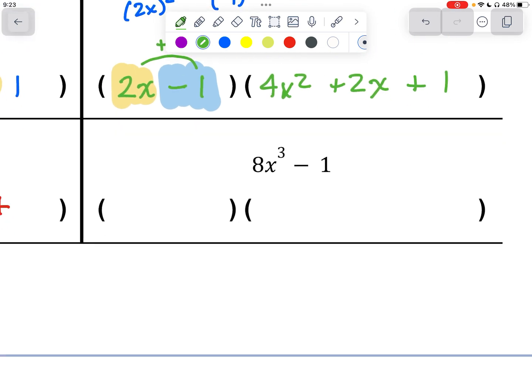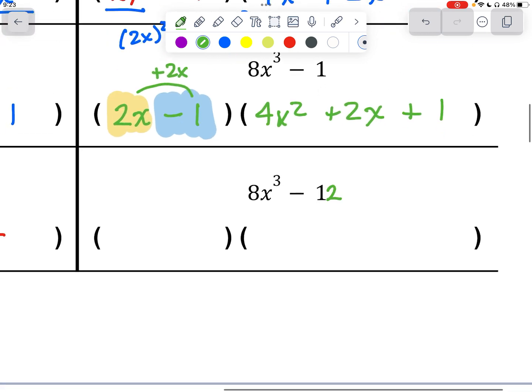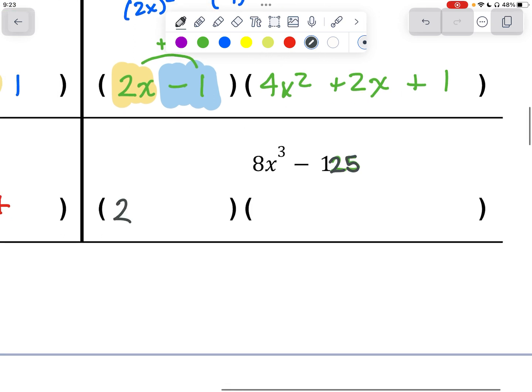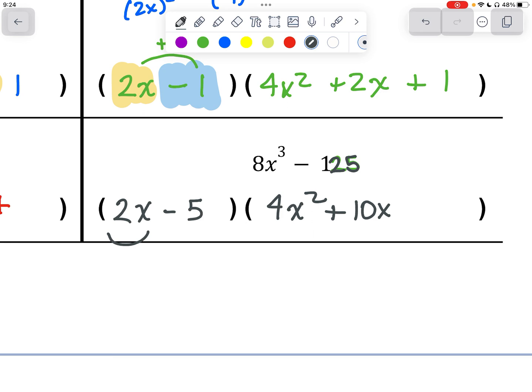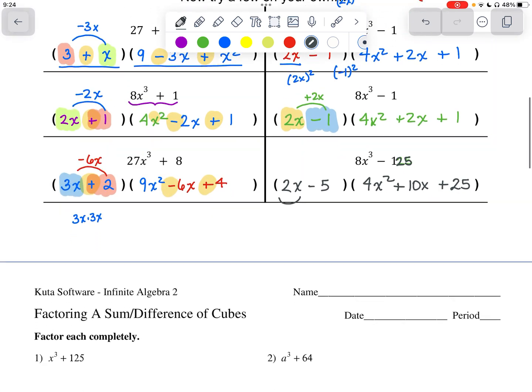Last one. We just did this one. Let's make this one 125. I'll change it on the sheet before I print it. So this becomes 2x minus 5. And then we square this, 4x squared. Multiply these two together. Change the sign. Square the 5. And there you have it.